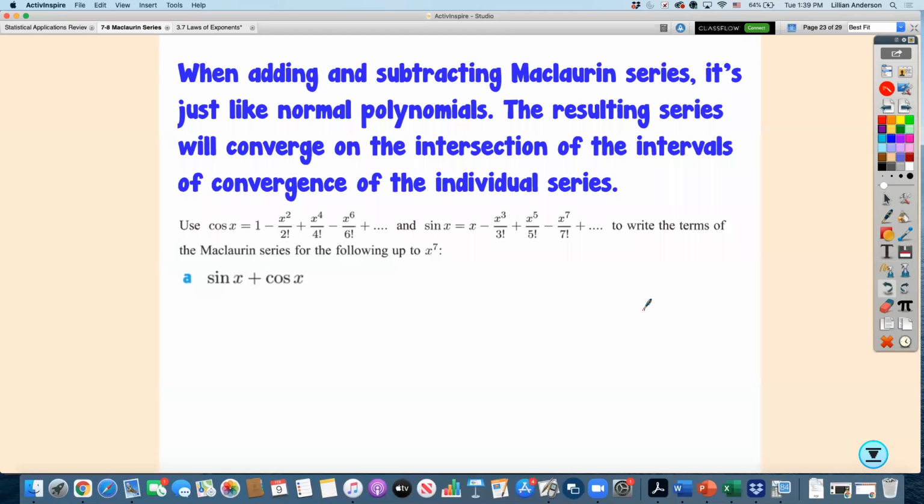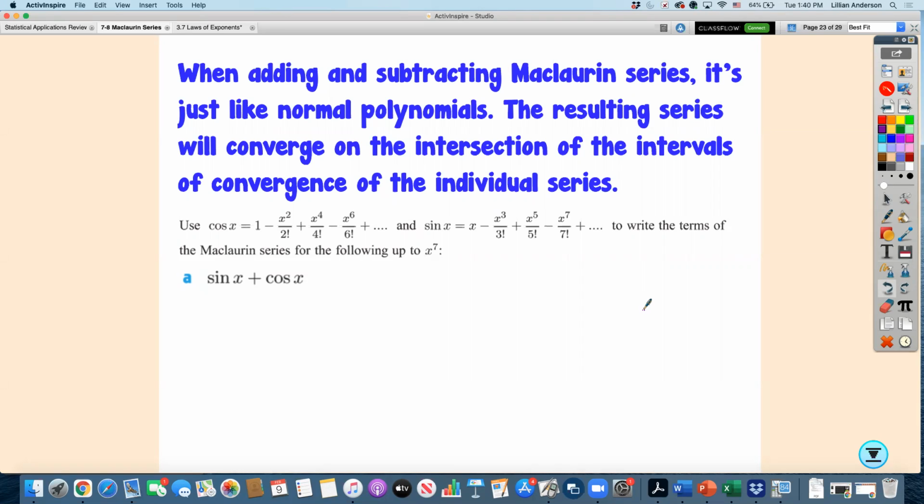So when adding and subtracting a Maclaurin series, it is just like you would with normal polynomials. The resulting series will converge on the intersection of the intervals of convergence of the individual series. So what that essentially means is that, when you are adding, subtracting polynomials, you combine like terms, right? You'll do it a similar way with the series.